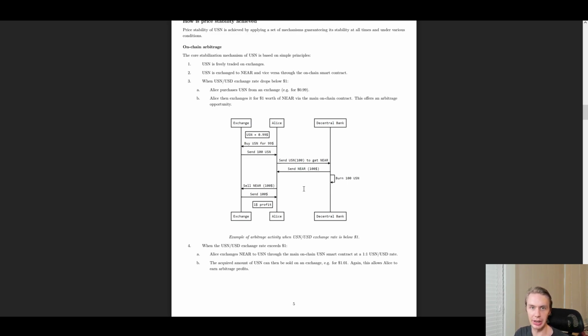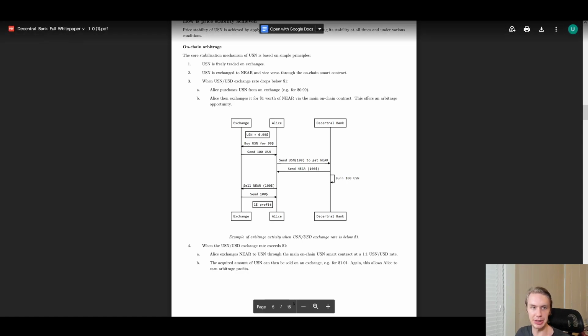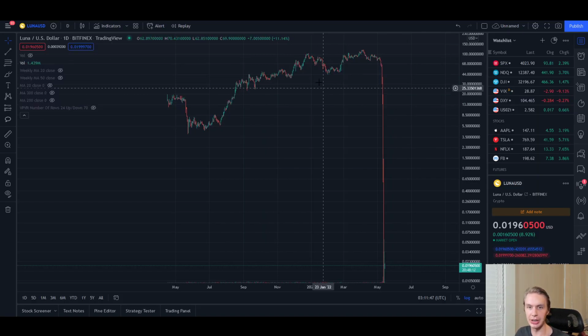is different than Luna. The main difference here is that with Luna, you were creating new Luna every time you burned a UST, and that could create infinitely increasing or inflating supply. And that's what happened with Luna. Luna went from just billions of Luna circulating to now trillions of Luna circulating because of this death spiral type of mechanic in there.